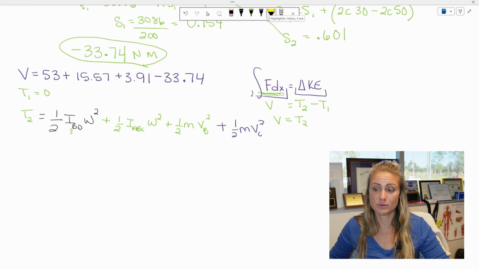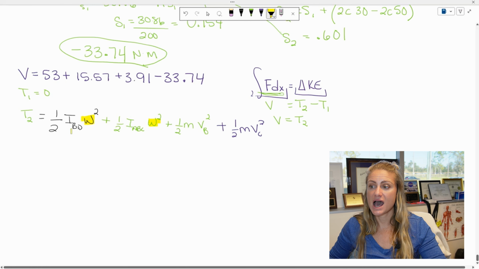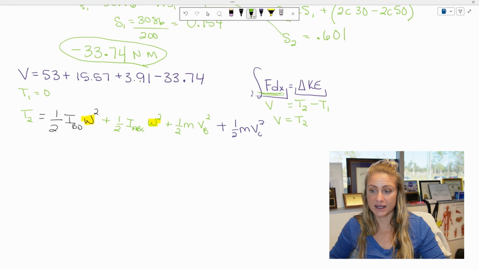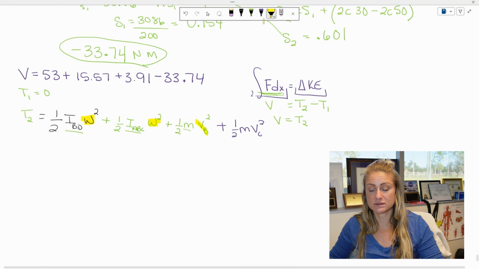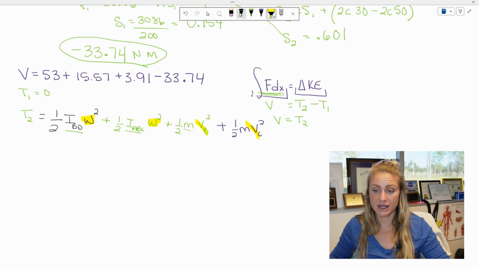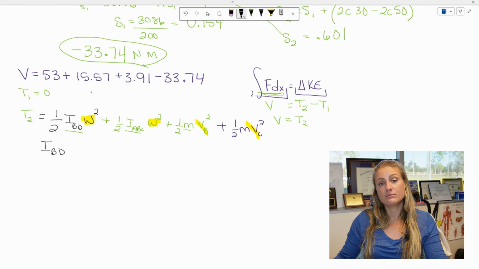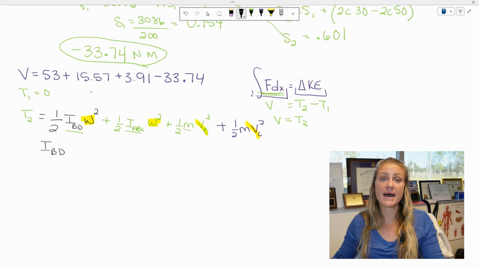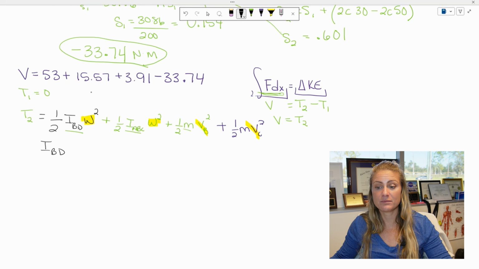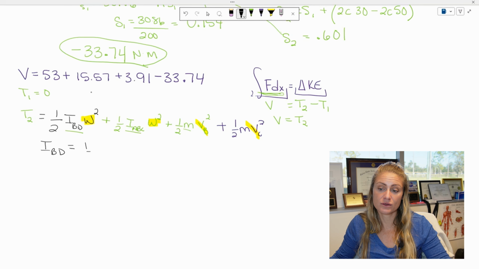Okay, let's look at our knowns and our unknowns. I want to find omega, so that's good. I know that I could find the I's, that's fine, I'm given the m's. I don't know this one and I don't know this one. So let's first start by finding things that I can find pretty simply, right? So moment of inertia about BD. Bar BD is in pure rotation about its endpoint D. That means that its moment of inertia will be 1/3 m l squared.